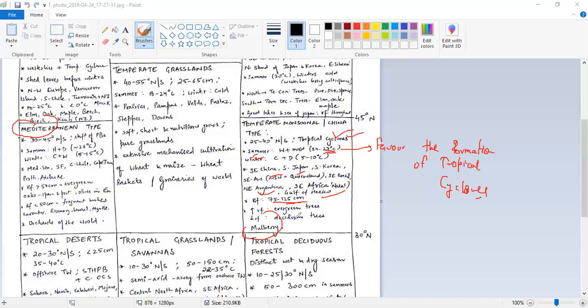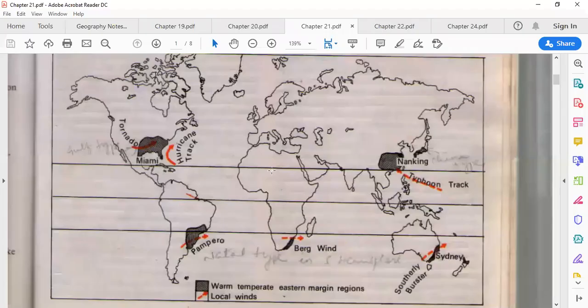Cool. So we have done China, Bergwind, Pampero, hurricane track, tornado, Miami, Nanking. Nanking massacre is very famous. You can always go, and if you love world history, you can also read about Nanking massacre. That's southerly buster, Sydney and all those. Fine. Let's not waste time. Let's talk about other areas.